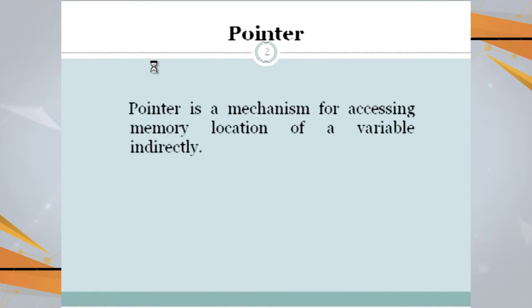In today's program you will learn how to access the memory location of a variable by using the address of that memory location. So pointer is basically a concept or a mechanism through which you can access the memory location of a variable indirectly. So let's start today's discussion. What is a pointer? A pointer is a mechanism for accessing the memory location of a variable indirectly.